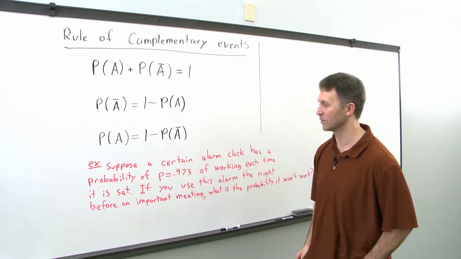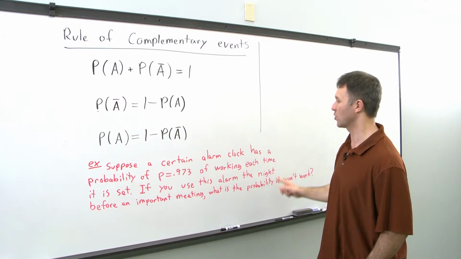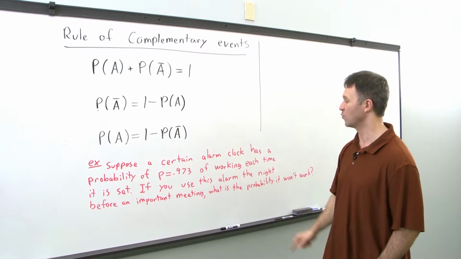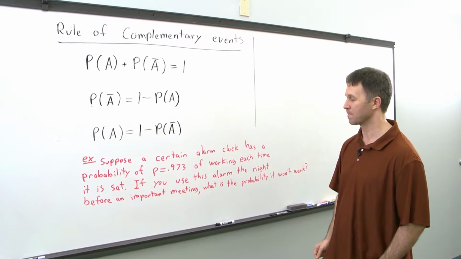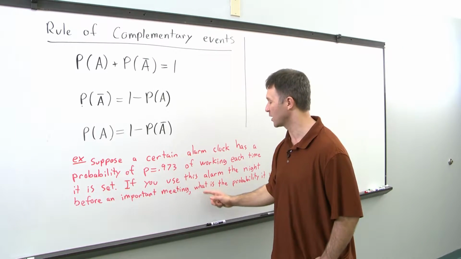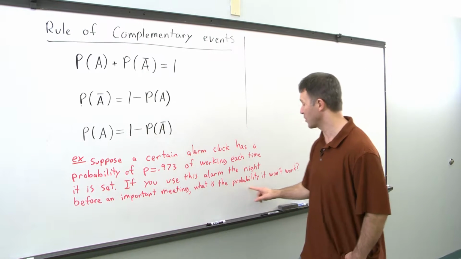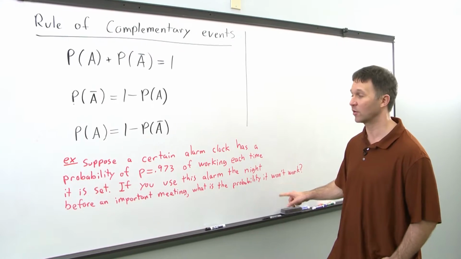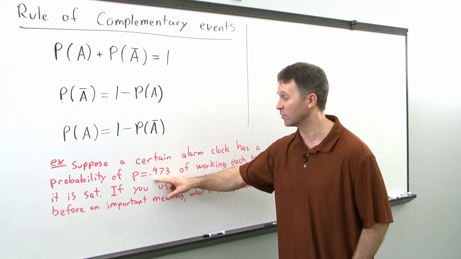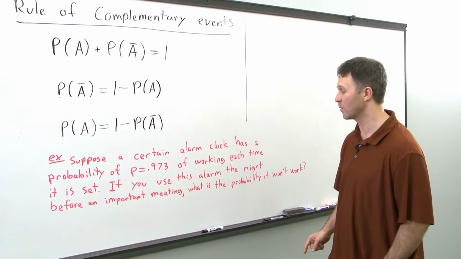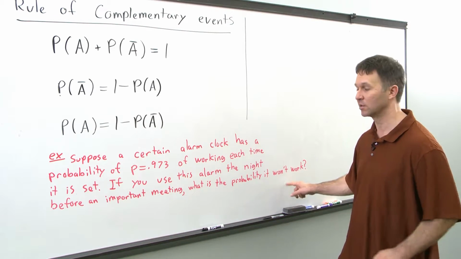All right, here's our problem. Suppose a certain alarm clock has a probability of P equals 0.973 of working each time it is set. If you use this alarm the night before an important meeting, what is the probability it won't work? So there's a probability of P equals 0.973 that it will work, and we're looking for the probability it won't work.